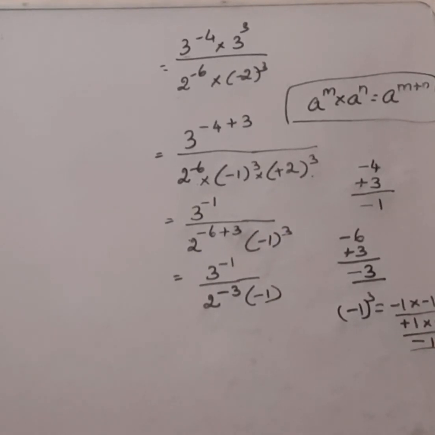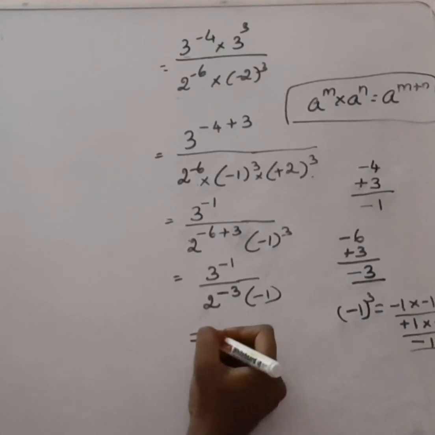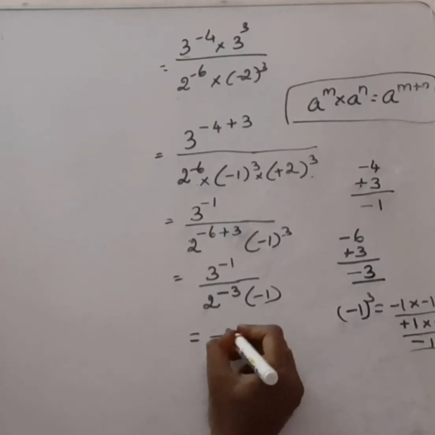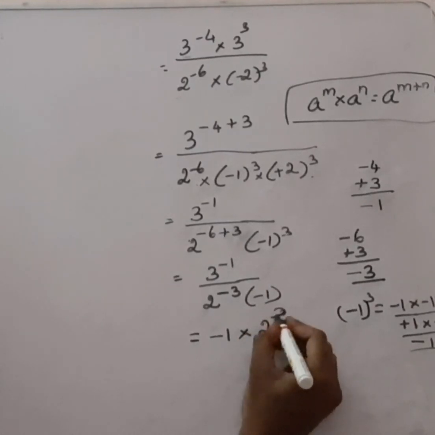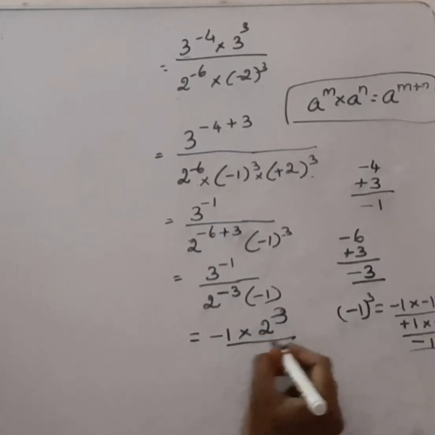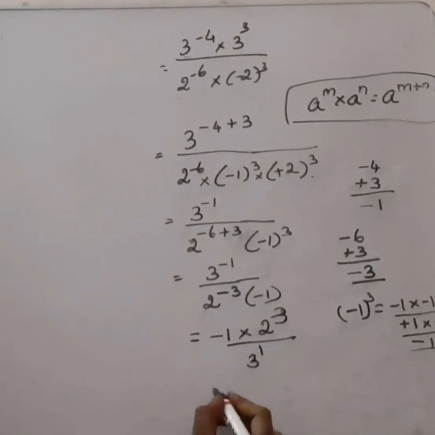Okay. Now, what do we want to do next? We want to take a reciprocal of this one because both the values are negative. So, take a reciprocal. What we get? Minus 1 into 2 power minus 3, with the sign changed to plus 3, divided by 3 power 1.